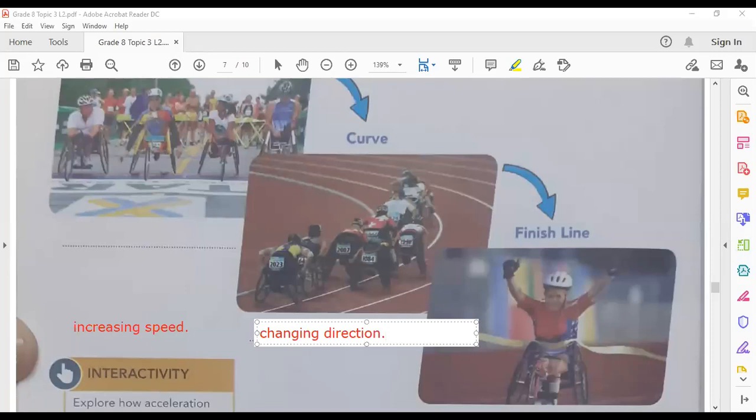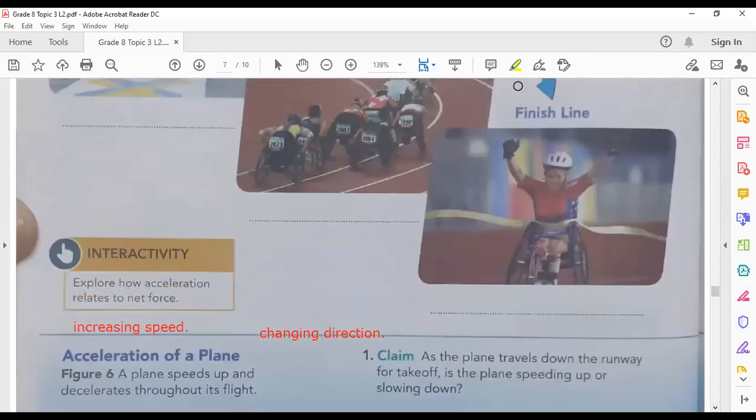Even if the runners are at the same speed, as we mentioned, simply changing direction means acceleration. Finally, at the finish line, decrease speed, because now the runner or the participant stops accelerating. He doesn't need to increase his speed. So here, decrease speed.